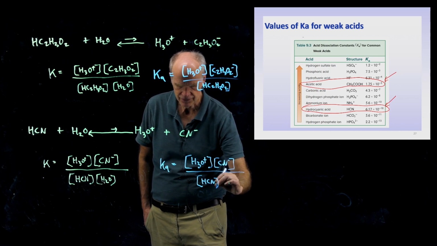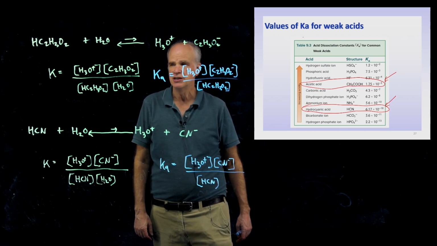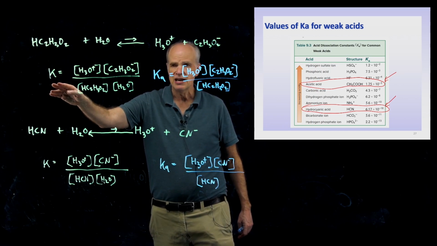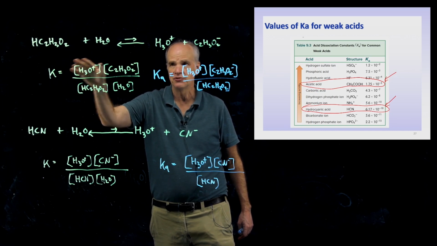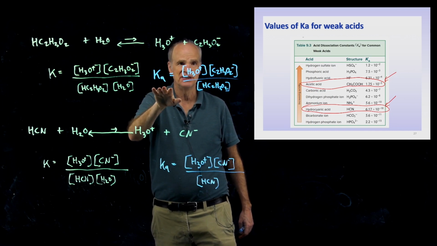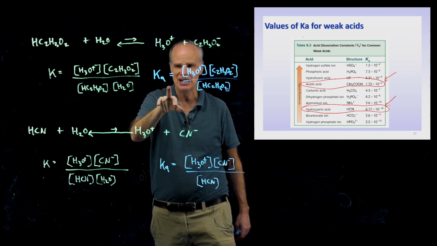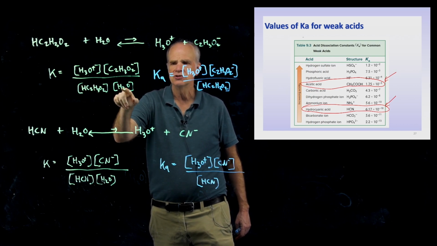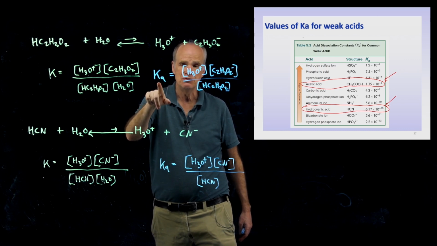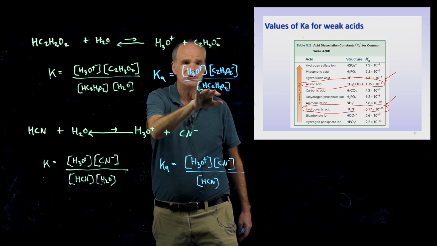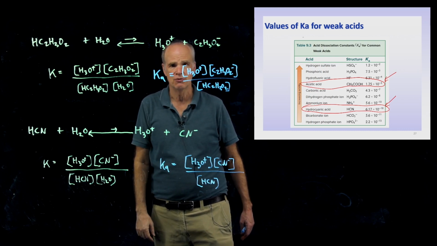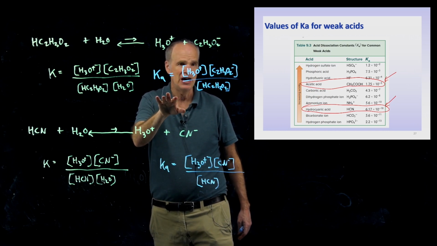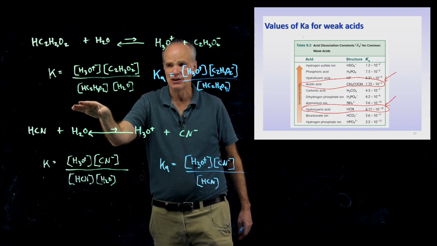HCN. So I think one thing you can see immediately is that when you calculate a value of K for this reaction, it's going to be a little different than the value of Ka. And the reason is when you're calculating a value of K, you include the concentration of water in the denominator, but when you calculate the value of Ka, you do not include the concentration of water. So that will make the value of Ka a little different than the value of K.